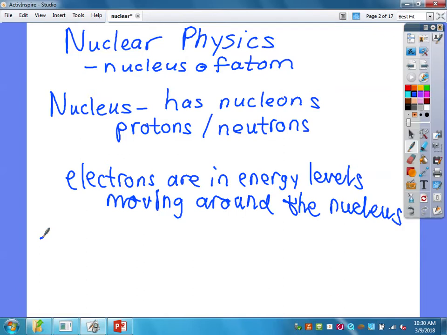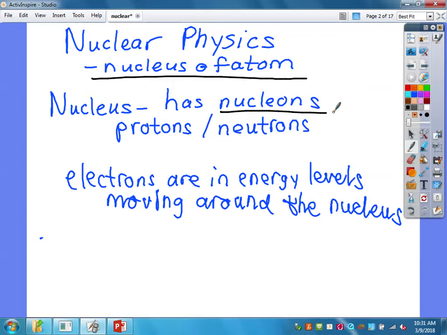So here we go. With nuclear physics, as you can see here, we are looking at the nucleus of the atom itself. Nuclear energy always comes from the nucleus of the atom. And so what's inside that nucleus? The nucleus has what we call nucleons. That's a term that we should know. We use that term a little bit more in physics than in chemistry. And those are the protons and the neutrons.